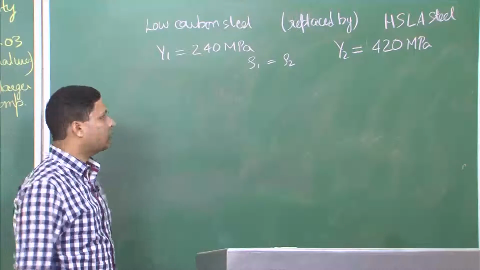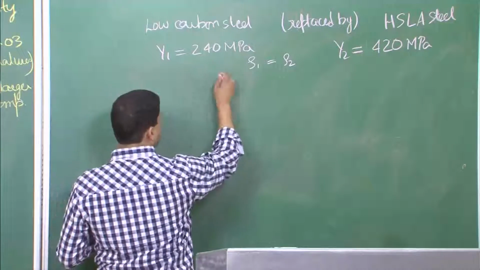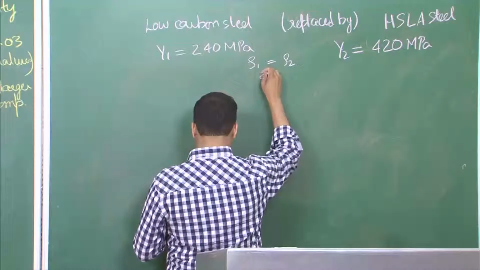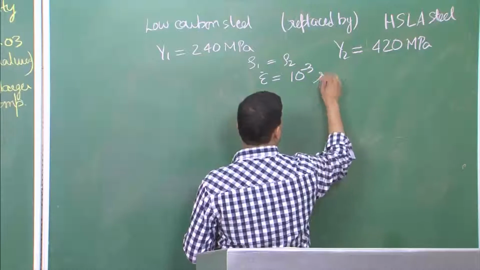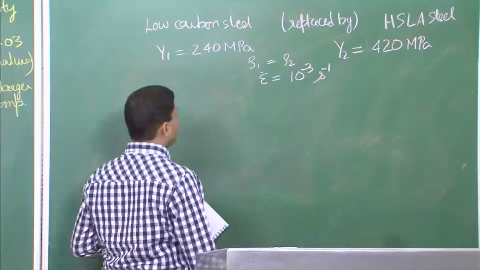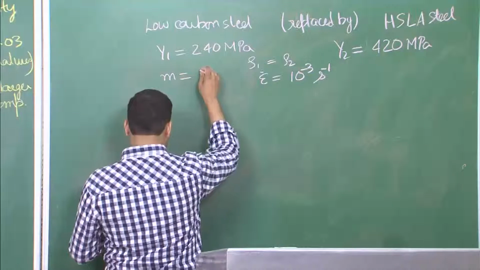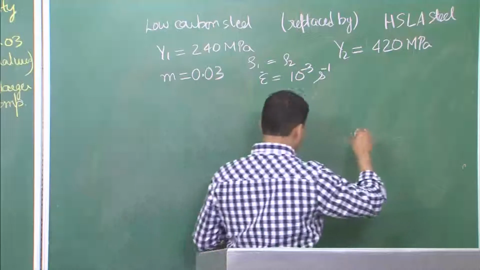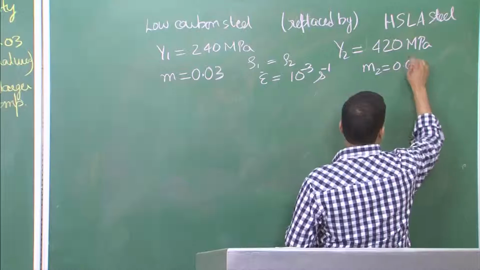Now, let us say the yield strength for both of these was obtained at a strain rate of 10 to the power minus 3 per second, and you have also measured the strain rate sensitivity. So, here the strain rate sensitivity is 0.03, and in this case the strain rate sensitivity is 0.01.